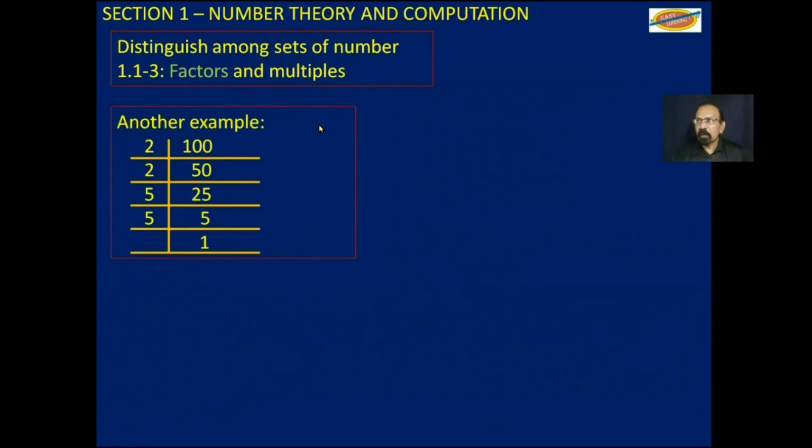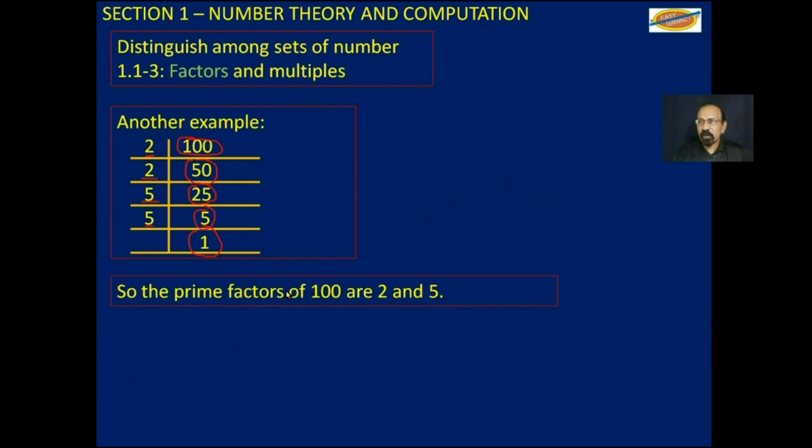One other example, if we take 100, we divide it by the lowest prime number we can think of, which is 2. We will get 50. We divide that 50 by 2, we get 25. Divide that 25 by 5, we get 5. Divide that 5 by 5, you get 1. So the prime factors of 100 are these, but remember, if it appears more than once, we will just list it once, are 2 and 5.